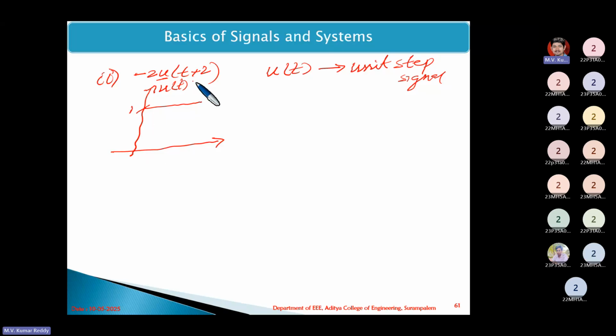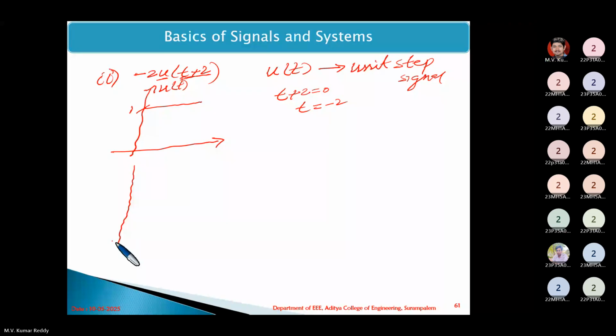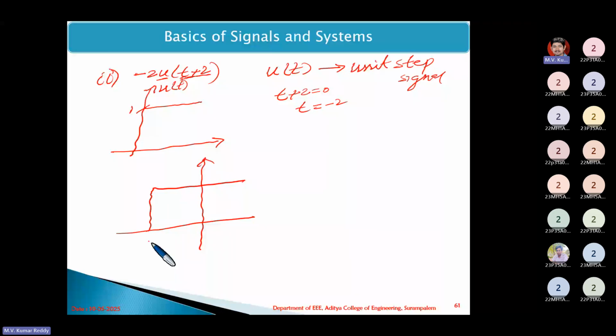Now what we have to do? First we have to find this value. Here it is plus t, no minus t. So you have to go for the direct value, that is t plus 2 is equal to 0. Now t is equal to minus 2. So you have to shift this waveform 2 units to which direction? Left side or right side? Left side. So this will be shifted to left side. How many units? Minus 2. 2 units.